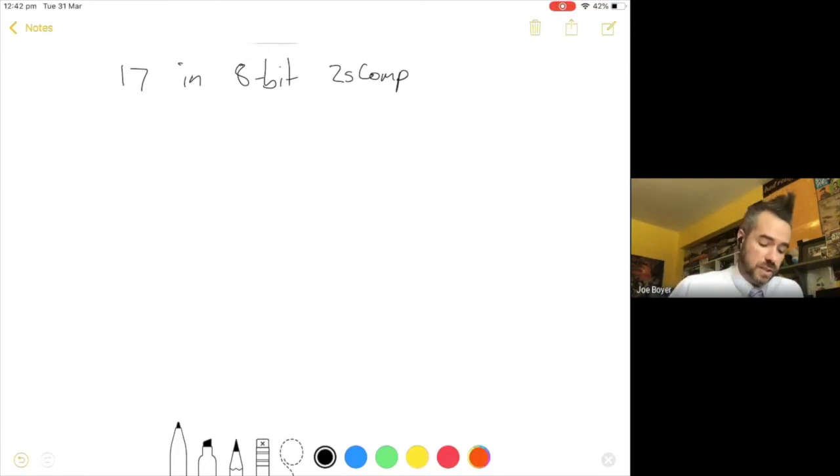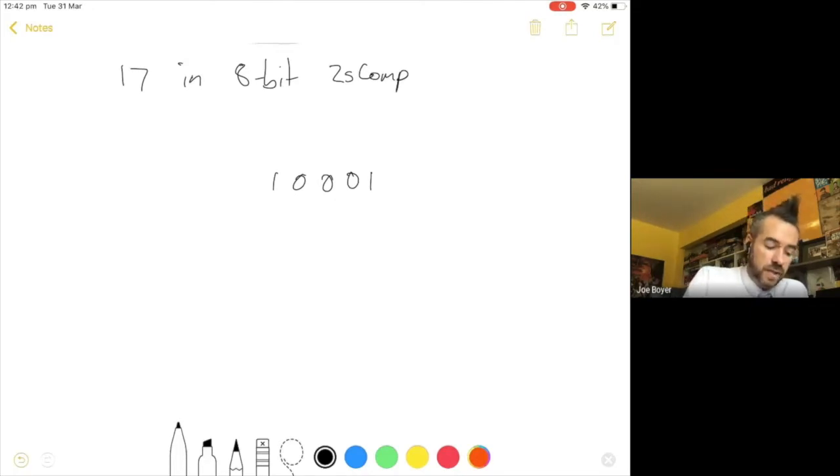All right, so the first question that a couple of people have asked over the last half an hour is: what do you do with positive numbers, and what do you do if a number doesn't take 8 bits? For example, if you're asked to write down 17 in 8-bit 2's complement, we know that 17 is a 1 and a 16. That's how we'd normally write 17 in unsigned binary.